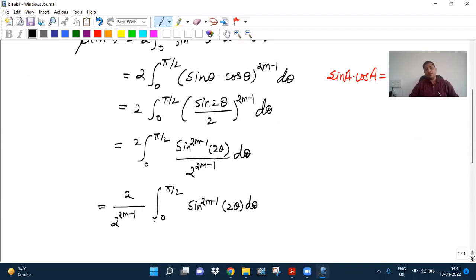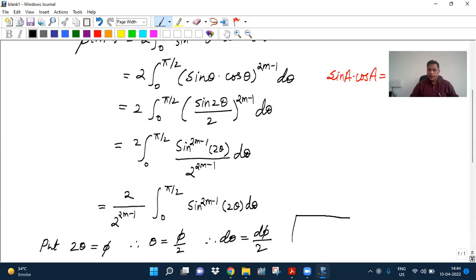Now, if I want to convert this integral to a beta function, then here we should not have a multiple of the angle, but we should have the angle only. So what we can do is put 2 theta equal to phi, and hence theta is equal to phi by 2. So we get d theta is equal to d phi by 2. Now see the change in limit. Here theta is from 0 to pi by 2, and hence phi will be 0 to pi. Is that okay?